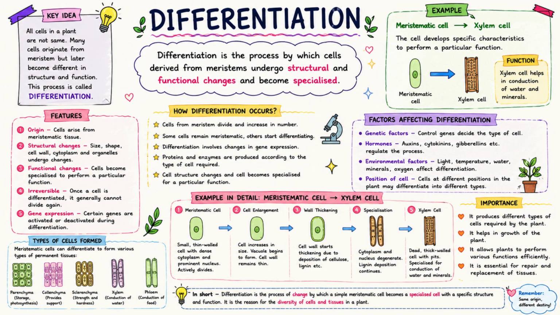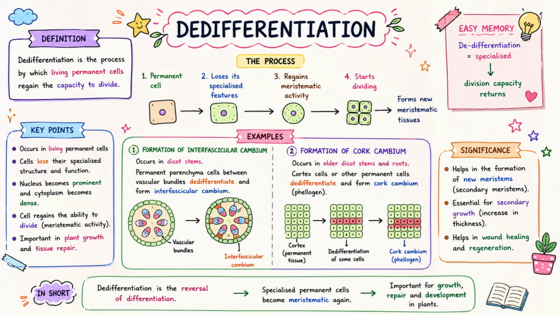For example, a meristematic cell can become a xylem cell for water transport, a phloem cell for food transport, or a specialized cell of the epidermis for protection. Dedifferentiation is a process in plants in which living permanent cells regain their ability to divide. Normally, permanent cells become specialized and perform specific functions, and they usually lose their ability to divide. But under certain conditions, these specialized cells can become capable of cell division again. This process is called dedifferentiation.